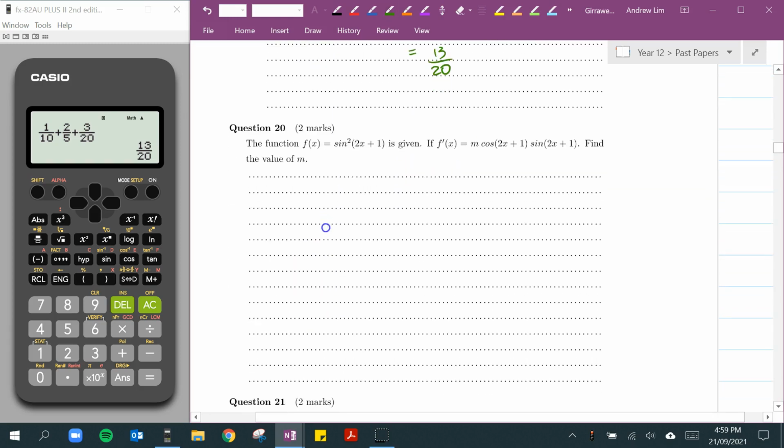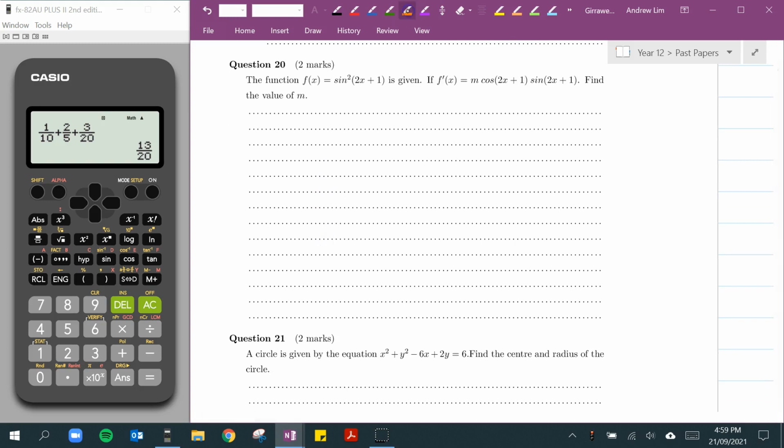Question 20. The function f of x is equal to sine squared of 2x plus 1 is given. If f dash of x is equal to m cosine 2x plus 1 sine 2x plus 1, find the value of m. So I'm going to write here f of x is equal to sine squared of 2x plus 1. In order for me to differentiate this, I'm just going to rewrite this. I'm just going to let u equal sine of 2x plus 1.